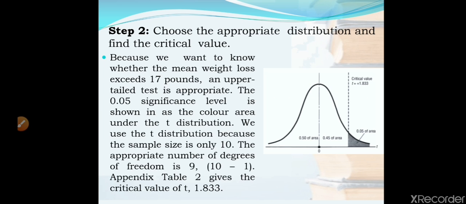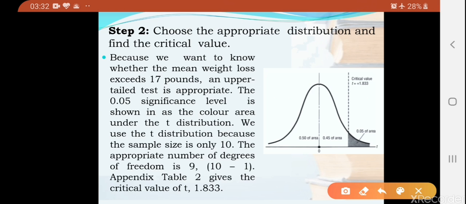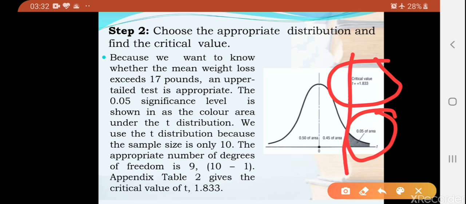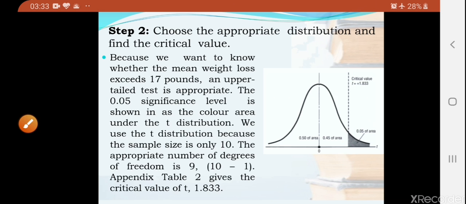Because we want to know whether the mean weight loss exceeds 17 pounds, an upper tailed test is appropriate, and the significance level is 0.05. The T distribution is followed as the sample size is only 10. Degrees of freedom would be 10 minus 1, which is 9. So for 0.05 with 9 degrees of freedom, we take T as plus 1.833.